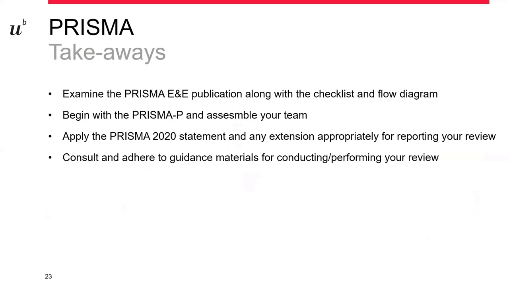So some takeaways regarding today's topic: do examine the PRISMA E&E publication, not just referring to the checklist and flow diagram, right? If you're going to invest the time in doing a systematic review, take the time to review to make sure that you have all of those elements reported. And of course, with the systematic review process, you want to start with the PRISMA-P extension, get your team assembled, and of course, have that registered and apply not just the 2020 statement, but any other extension that may be appropriate. And then of course, consult with a guidance material for conducting and performing your review. PRISMA is not going to tell you how to conduct your review, only what to report.